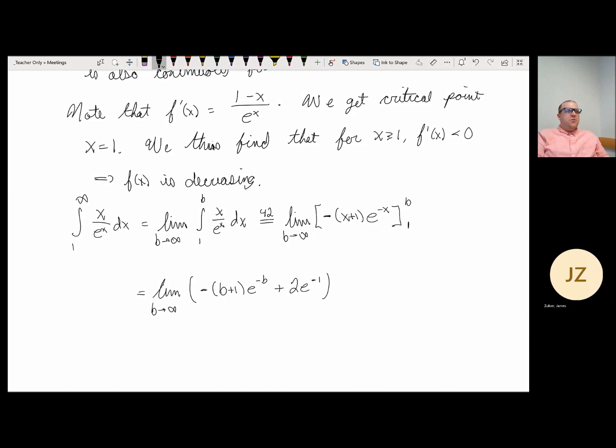Should get 2e^(-1) minus the quantity b plus 1 times e^(-b). Well, 2e^(-1) is a constant. This limit will converge if and only if that first term converges. Does negative b plus 1 times e^(-b) converge? Why do you say no? Is it times though?